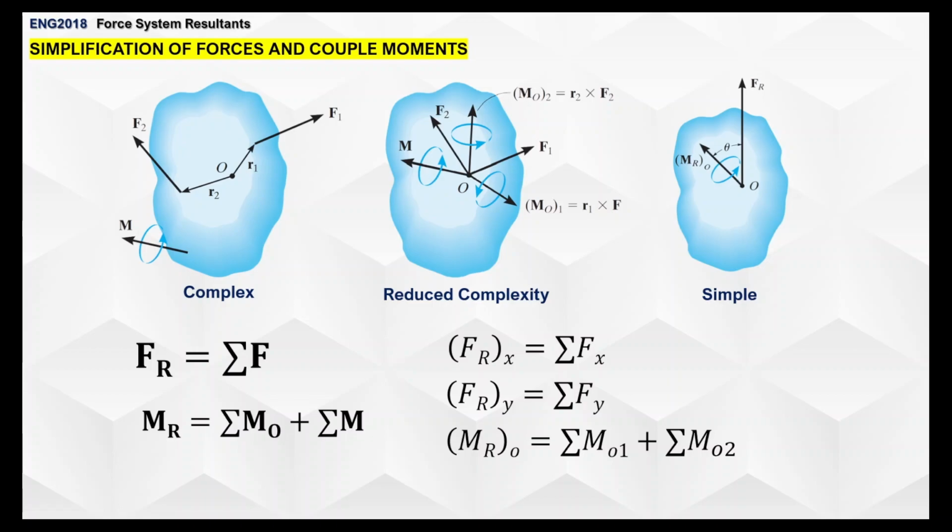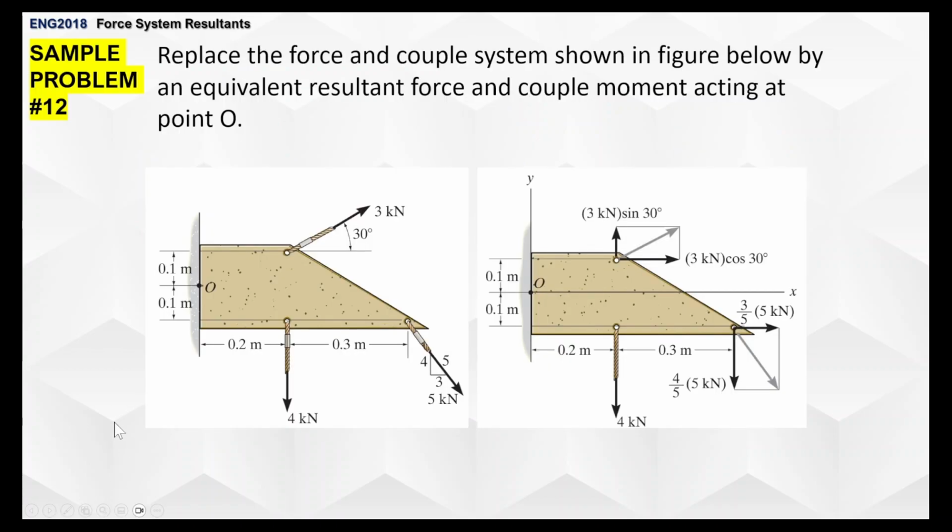Again, this is the sort of concept that is easier to teach while we're solving a problem. So let's start with that. Okay, here we are with another sample problem. We're being asked to replace the force and couple systems shown in the figure below by an equivalent resultant force and couple moment acting at a particular point O.